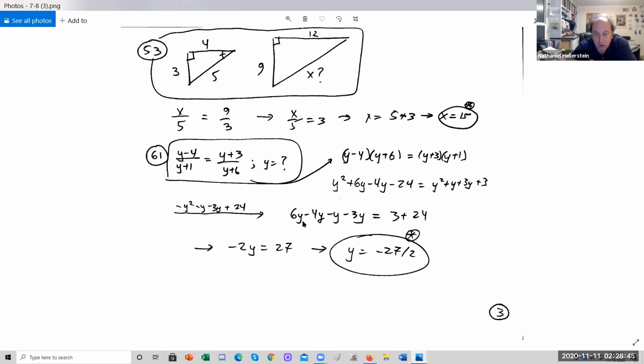Okay, this all comes down to negative 2y equals 27. Divide by negative 2, y equals negative 27 over 2.